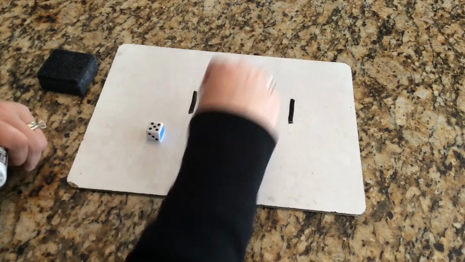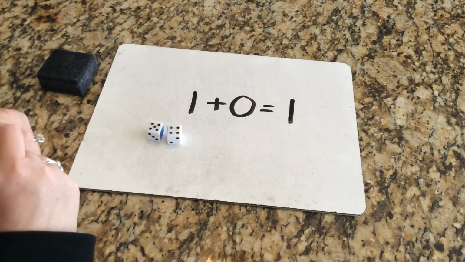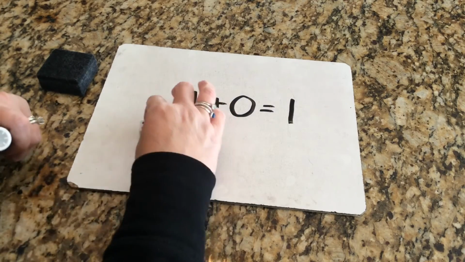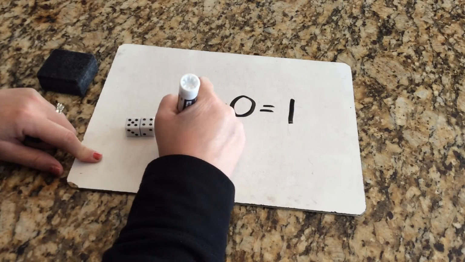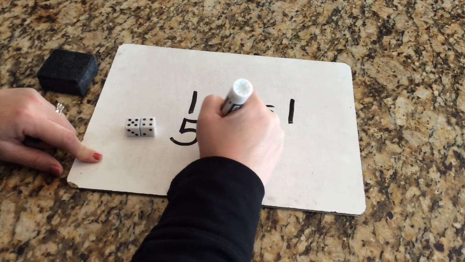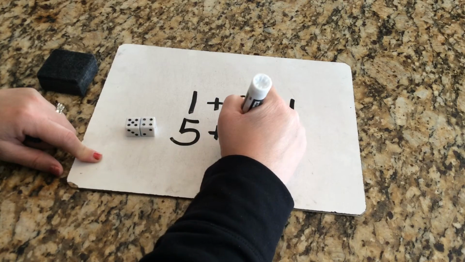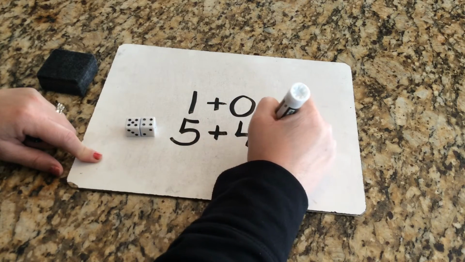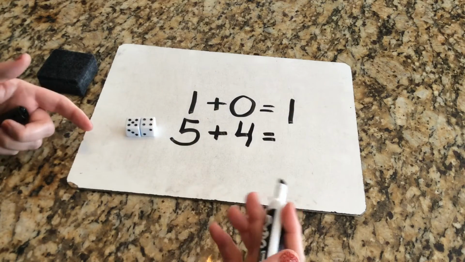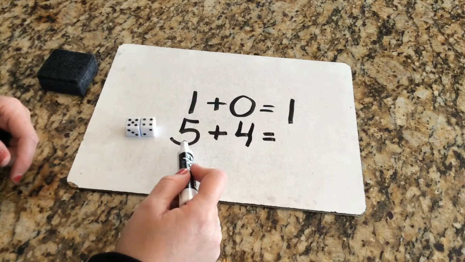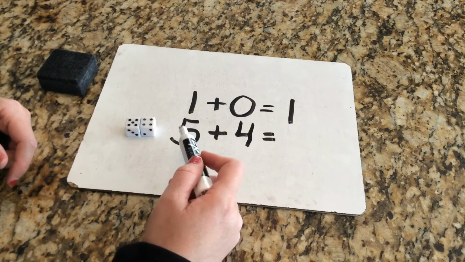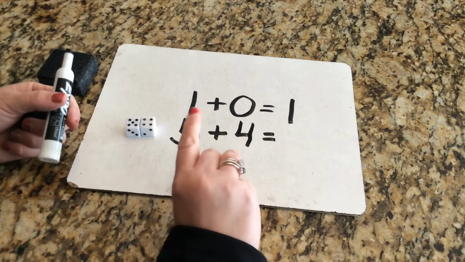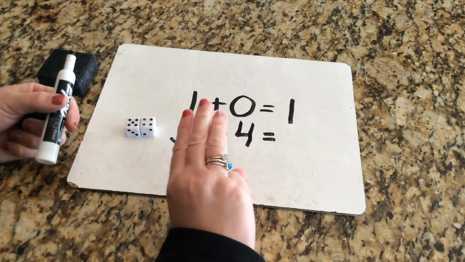Then I'm going to roll my 2 dice again. This time I got a 5 and a 4. So I'm going to write my full equation out. 5 plus 4 equals. Now when I'm adding, I like to say the bigger number first and add on the smaller number. So I will say 5, 6, 7, 8, 9.